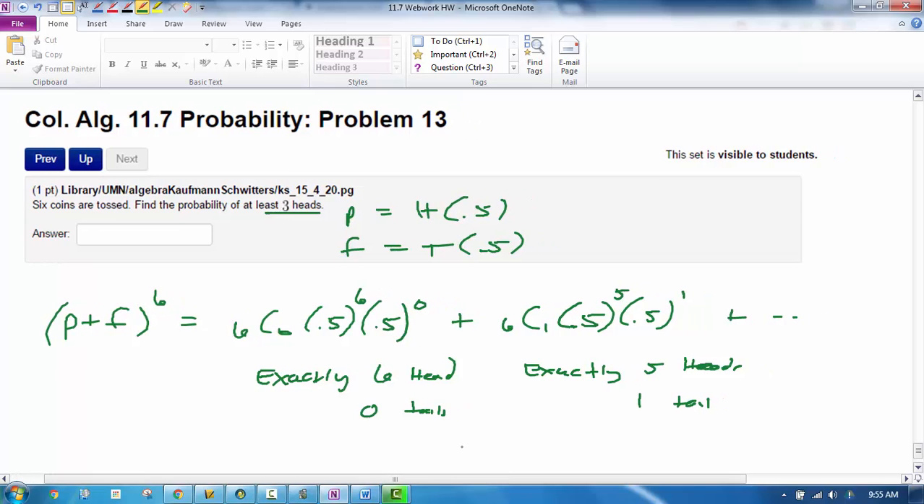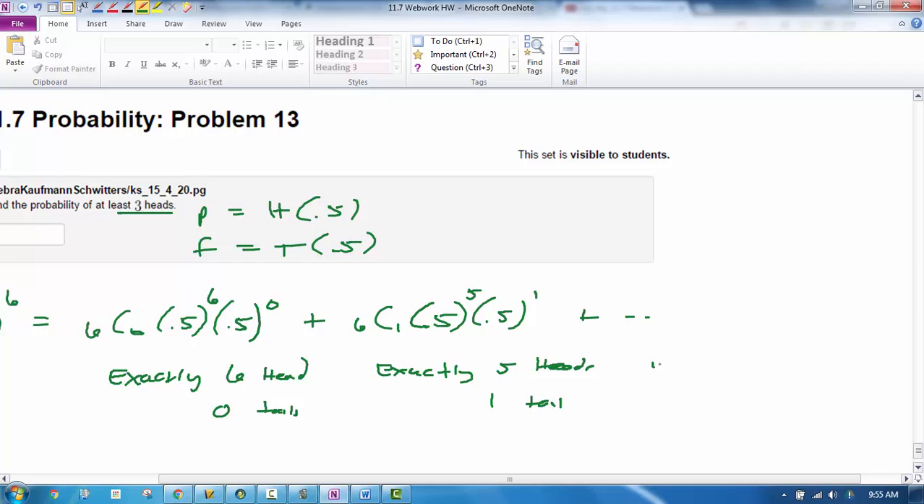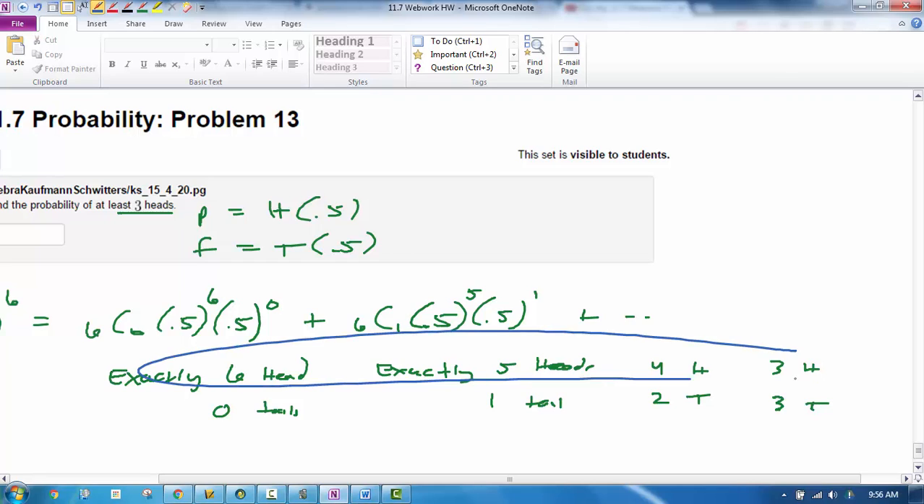And you could keep following that pattern, but what we want is at least 3 heads. So if I follow this down, this next term would be 4 heads, 2 tails. Next term after that would be 3 heads, 3 tails. So we want at least 3 heads, so we want to add up all 4 of these terms if I wrote them all out. Or I could add up all 4 of these, and that would be at most 3 tails. So what I'm going to do is at most 3 tails in the calculator.